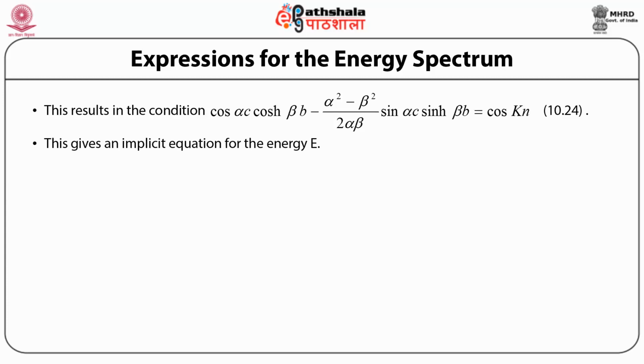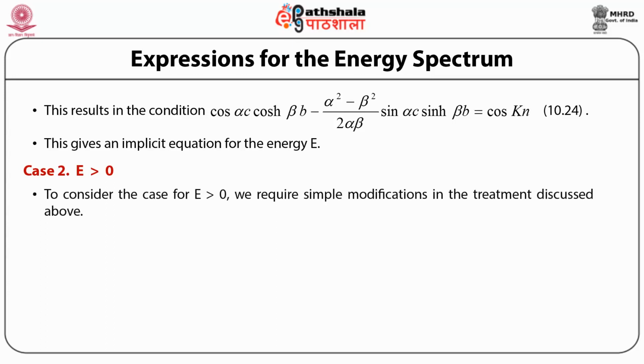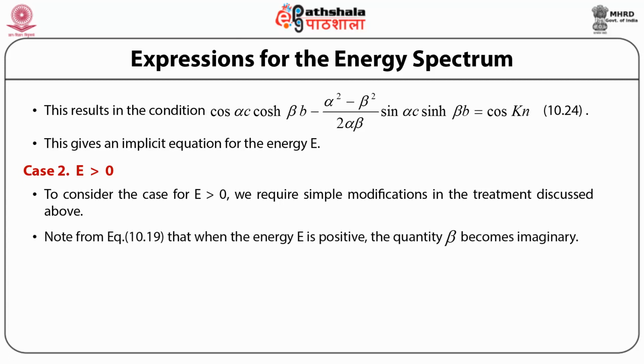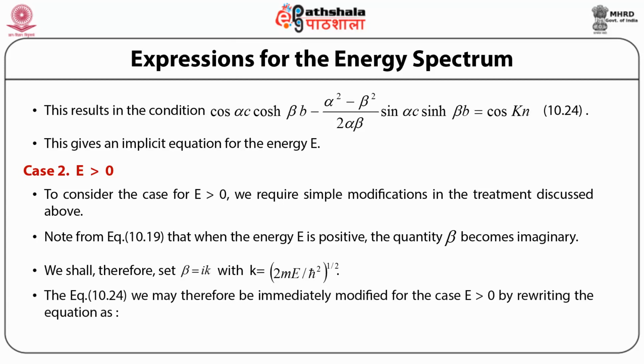We now consider the second case where E is greater than 0. To consider the case for E greater than 0, we require simple modifications in the treatment discussed above. Note from equation 19 that when the energy E is positive, the quantity beta becomes imaginary. We shall therefore set beta is equal to iota k with k is equal to square root of 2mE by h cut square.